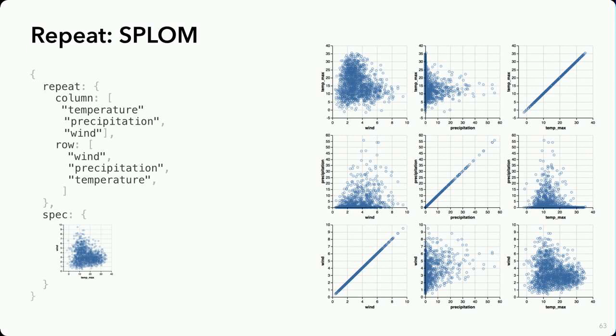And we can actually take this a step further and do both at the same time. And this lets us create a view for each entry in the cross product of these two lists. And so that's why we can create this chart, which is a scatterplot matrix, or SPLOM for short. Of course, you could repeat arbitrary views, but here it was a scatterplot. And these SPLOMs are very useful to investigate relationships between multiple quantitative variables.